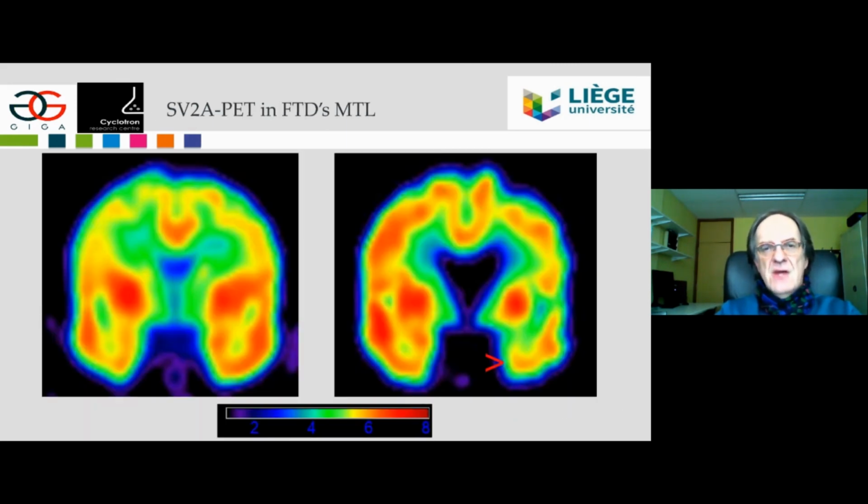And finally, just to remind you that it's possible to use a tracer not only for Alzheimer's, but for frontotemporal dementia as well, and to see another kind of abnormality that can be seen in the medial temporal and the pole of the temporal cortex in that other kind of disease.